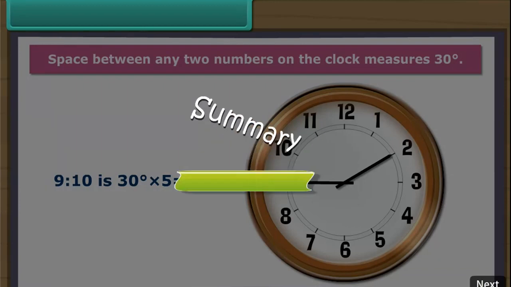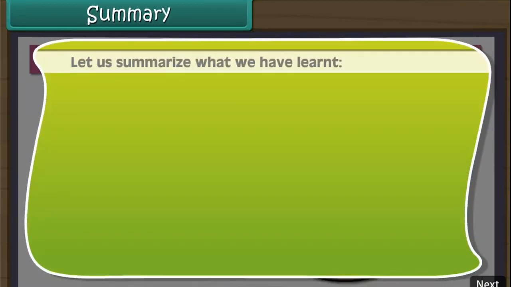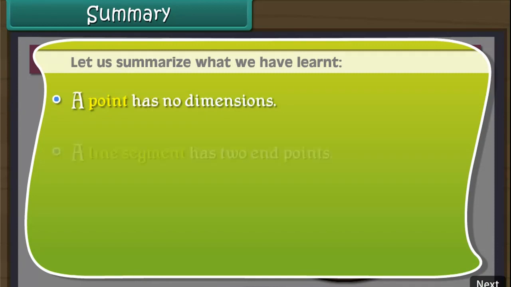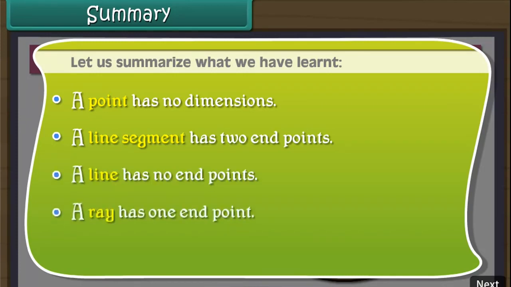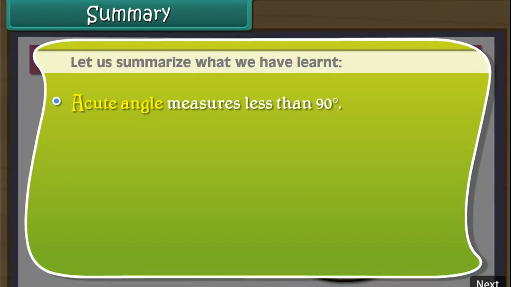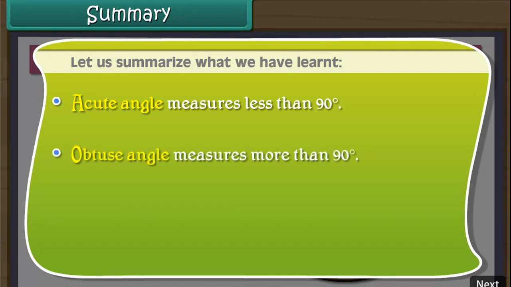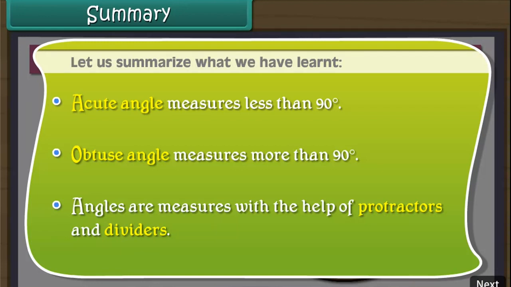Summary. Let us summarize what we have learned. A point has no dimensions. A line segment has 2 endpoints. A line has no endpoints. A ray has 1 endpoint. A right angle measures 90 degrees. An acute angle measures less than 90 degrees. An obtuse angle measures more than 90 degrees. Angles are measured with the help of protractors and dividers.